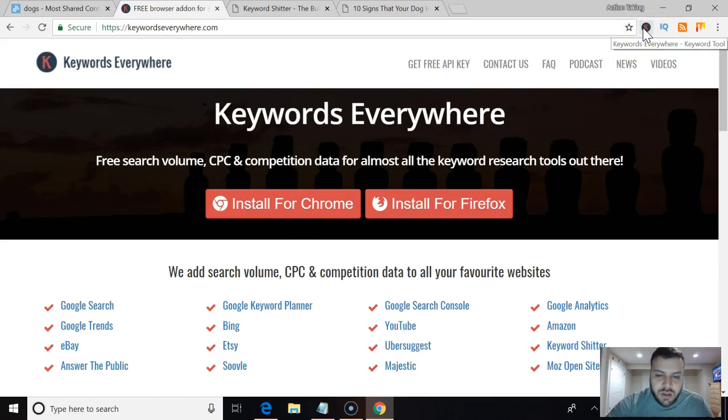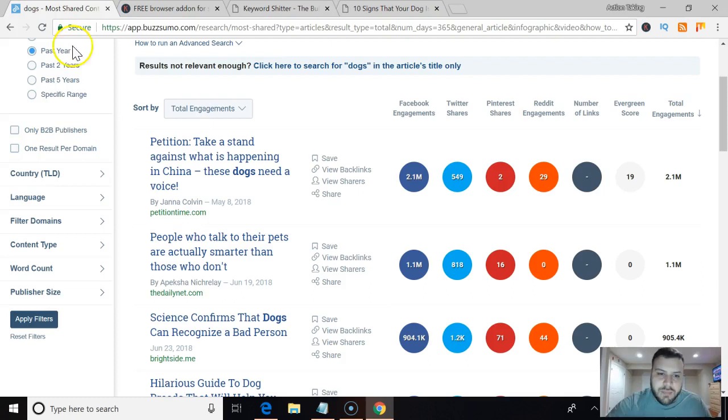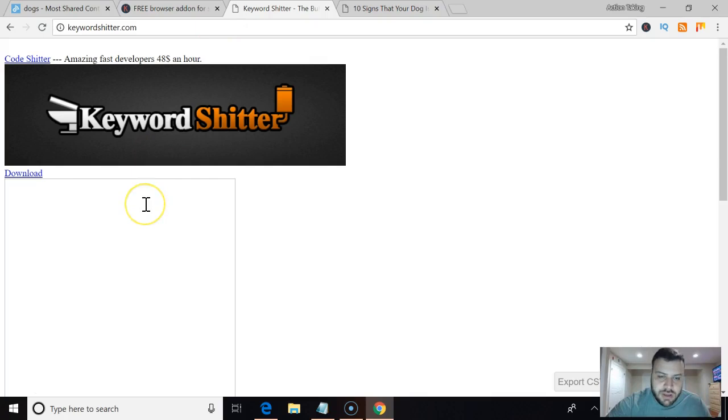I'll show you in a second what it does, but in a nutshell, it's going to allow you to get a lot more data that will be helpful towards picking a good keyword, because now we have a topic, right? We know that we want to target content related to people who talk to their pets. So let's go to this tool, Keyword Shitter. Don't mind the name, it's just the name of it.